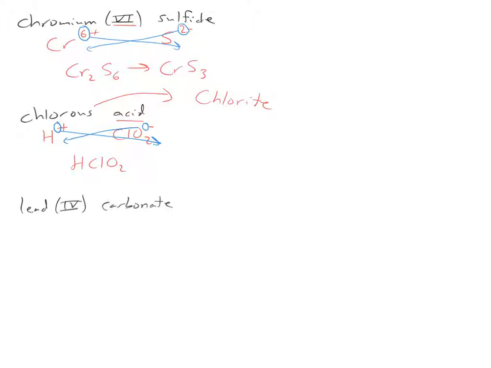Lead 4 carbonate, lead, Pb. I know in this case it's an ion because it tells me the charge, 4 plus. Carbonate. Carbonate is a polyatomic ion, and it's CO3, 2 minus. So again, we take our numbers in front of our charges, the 4 and the 2, and we cross them, and we end up with Pb2(CO3)4. That can be reduced, and needs to be, to Pb(CO3)2.